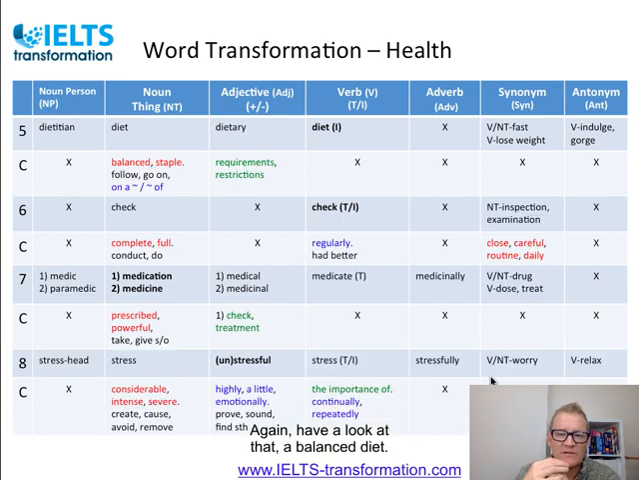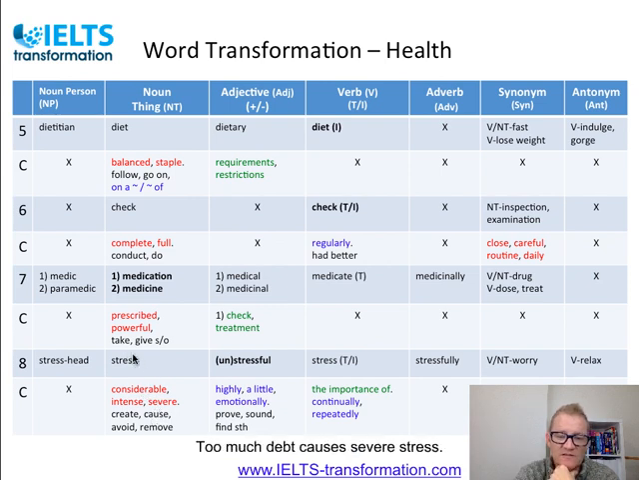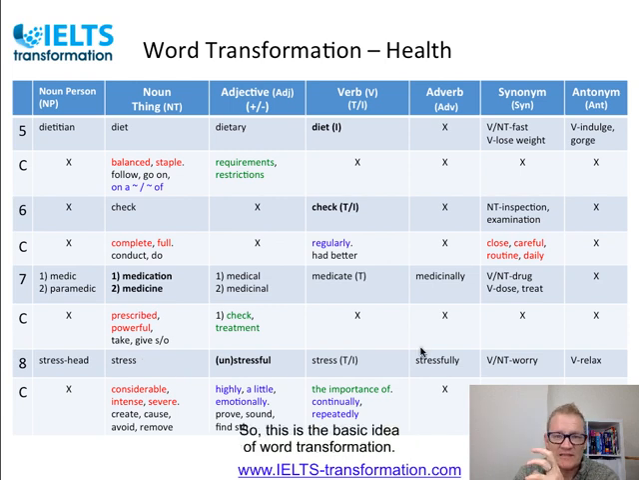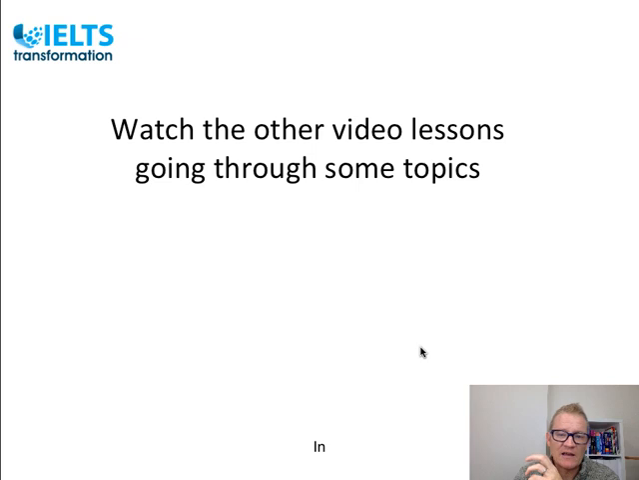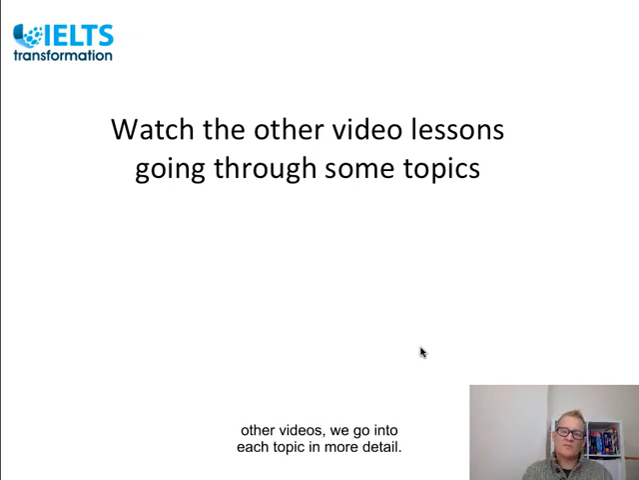Again, have a look at that. A balanced diet. So to follow a balanced diet, you should blah, blah, blah, blah, whatever. Not eat sugar, probably. Causes severe stress. Too much debt causes severe stress. So this is the basic idea of word transformation. In our other videos, we go into each topic in more detail. Really, I'm just showing you and giving you some example sentences and pointing out any particular things that you should know.